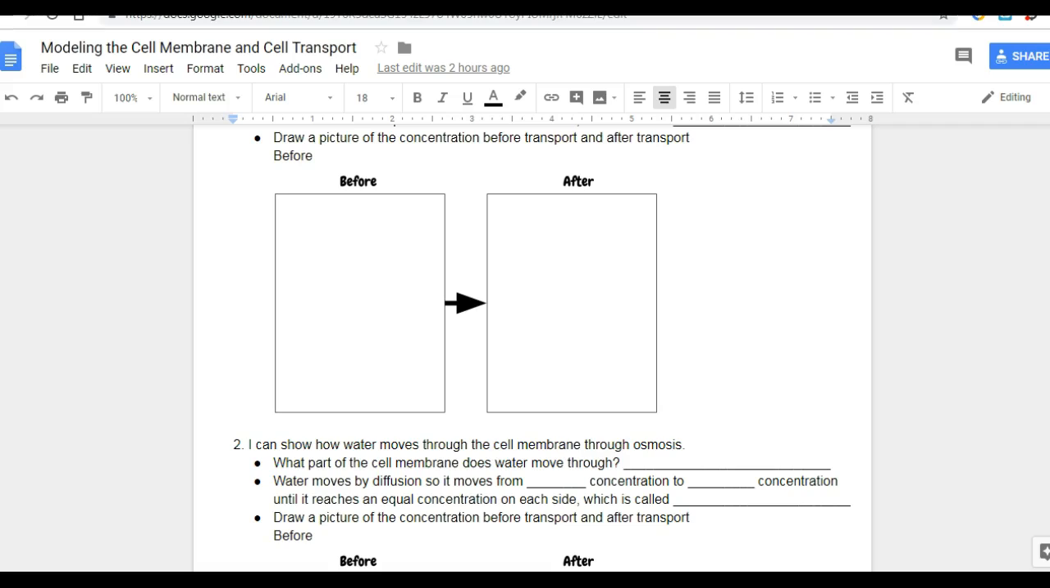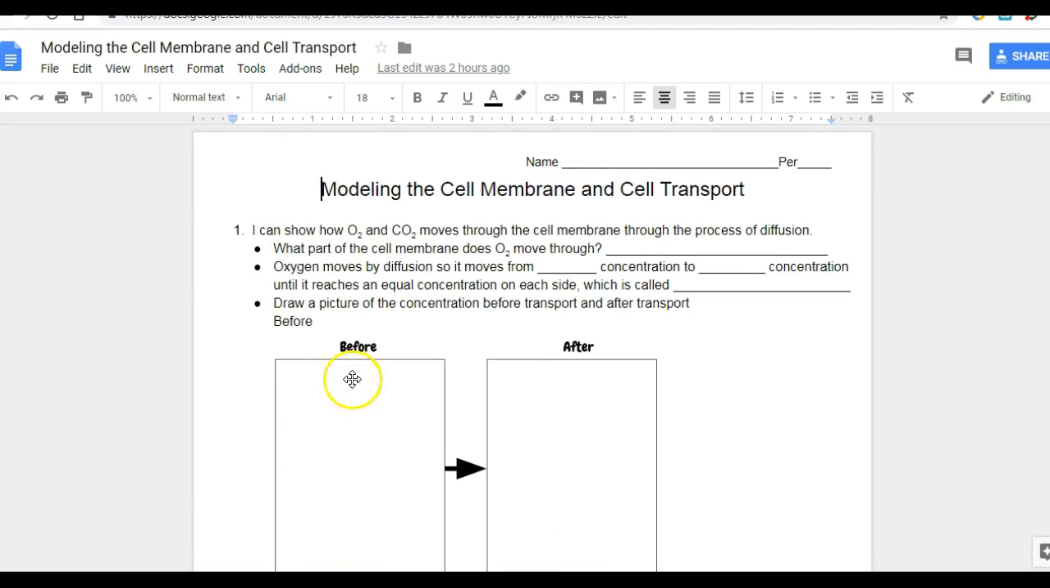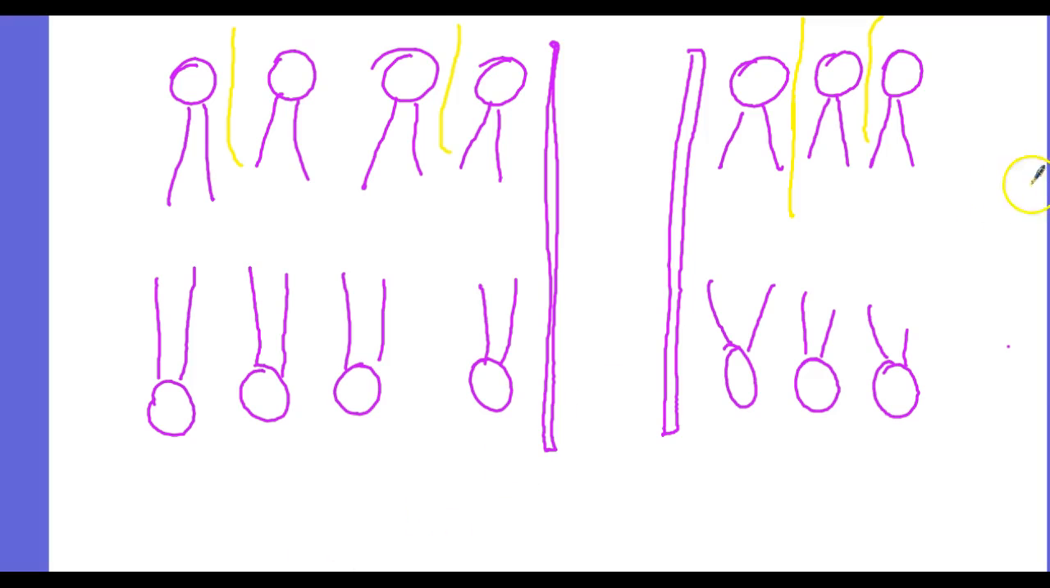Just pass those back. All right, so here's your sheet. We're going to be showing how different things move through the cell membrane, and we're going to be drawing pictures to illustrate it, because different things move differently through the cell membrane, depending on if they're big or small or require protein or what. So on this sheet, it says, I can show how oxygen and carbon dioxide move through the cell membrane through the process of diffusion. Okay, so I want you to get all of your little oxygen pieces. Okay, find all your little oxygen squares.